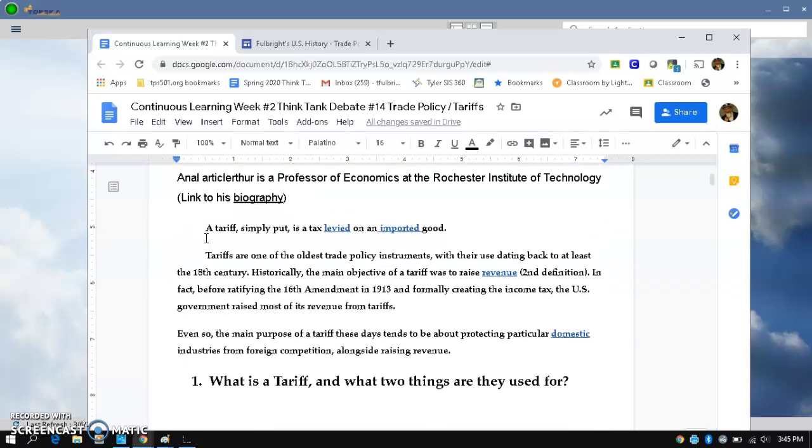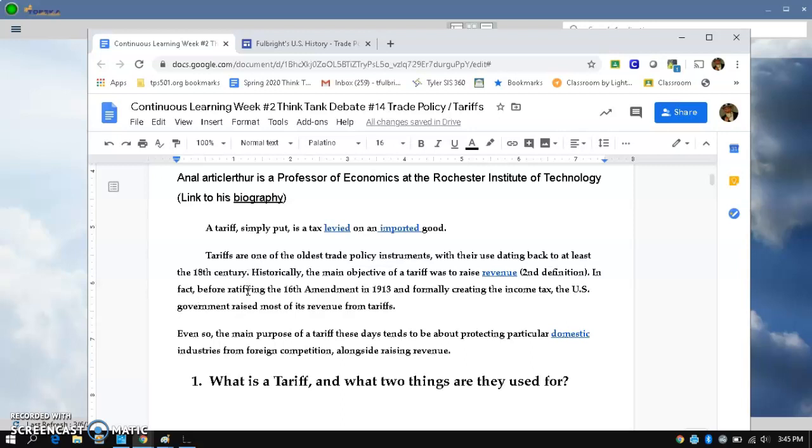He says, a tariff, simply put, is a tax levied on an imported good. Levied means placed, imported means from another country. So simply, a tariff is a tax on goods that come from other countries. He said tariffs are one of the oldest trade policy instruments, with their use dating back to at least the 18th century. Historically, the main objective of a tariff was to raise revenue. If you look at the definition there, that's money collected by the government.